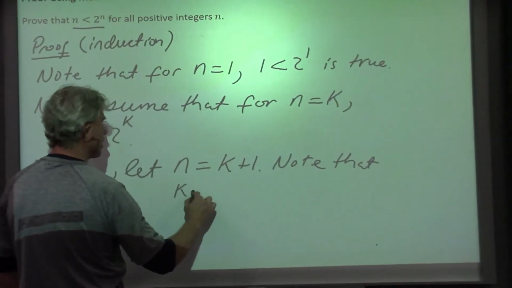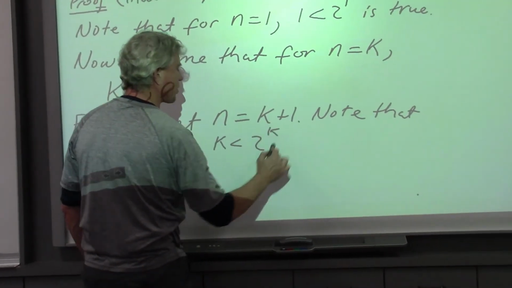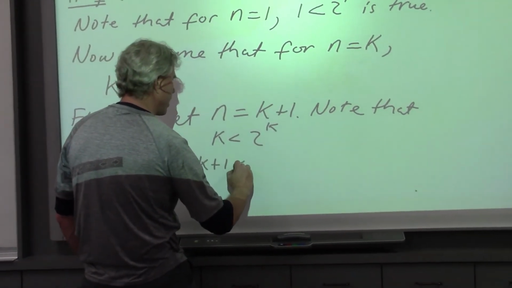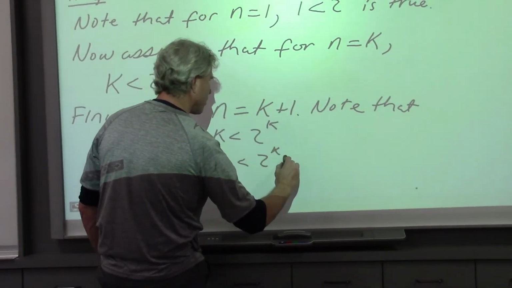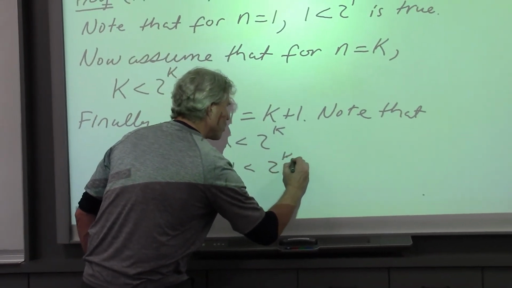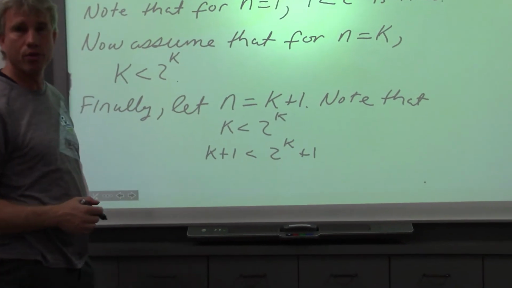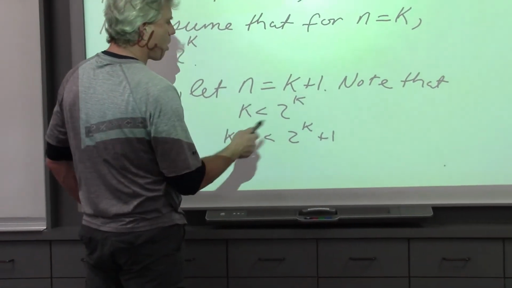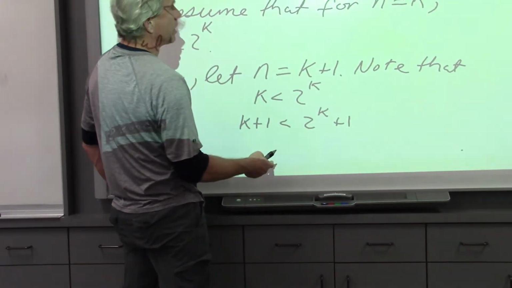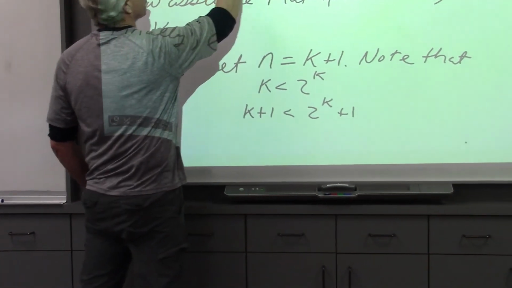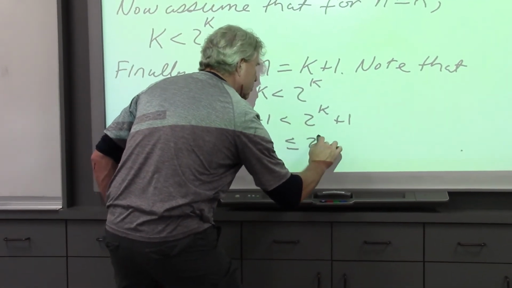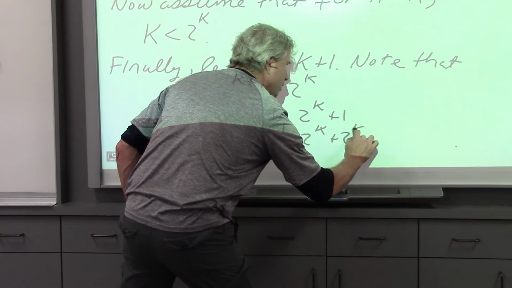Note that k is less than 2 to the k by assumption, which means if I add 1 to each side, the inequality should still hold. And now I want to notice that as long as k is greater than or equal to 1, which it will be because we're working with positive integers, the left-hand side is going to be less than or equal to 2 to the k plus 2 to the k.